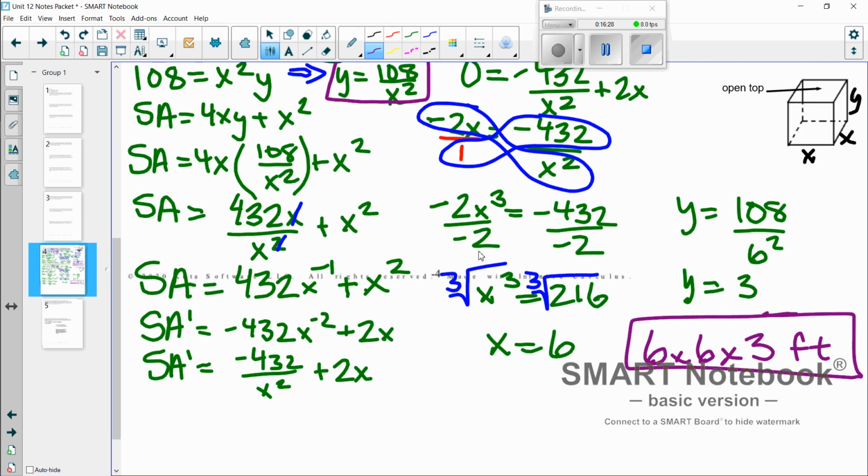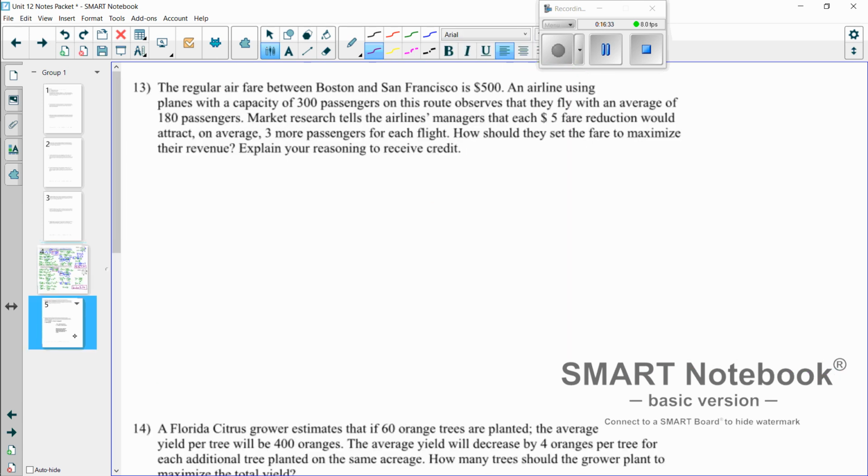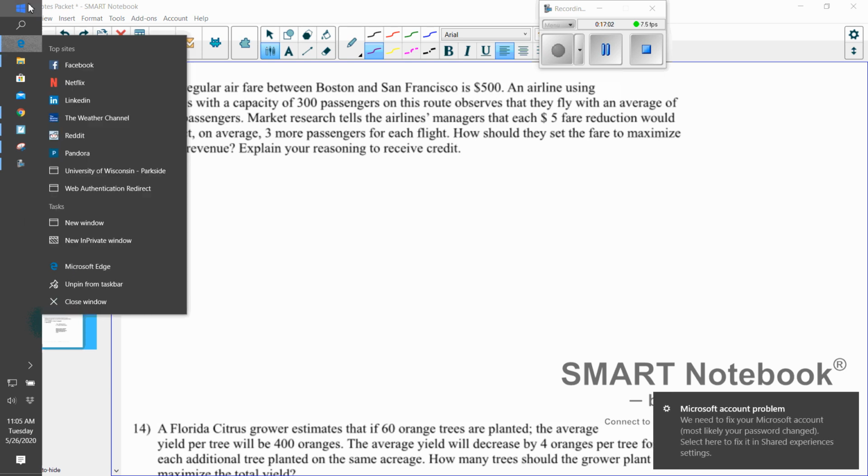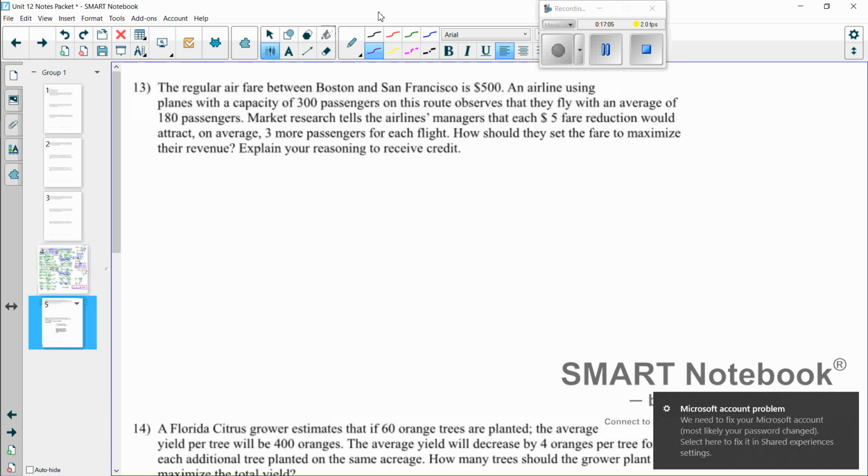So let's go into 13 and 14. Now, 13 and 14 are both problems that involve revenue or income, however you want to say it. We're going to go with revenue because 13 actually says revenue. Now, revenue of a product is really the number of product, or the quantity, times the cost of the product, right? So what I like saying is this is a quantity cost problem. And we've got to set that up.